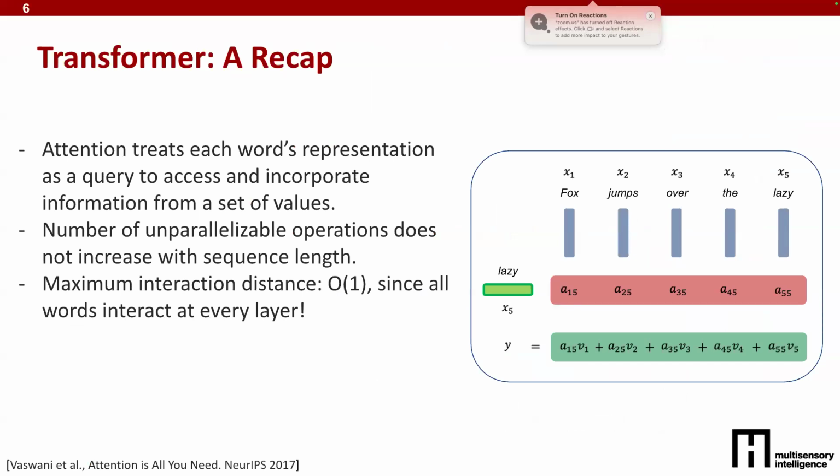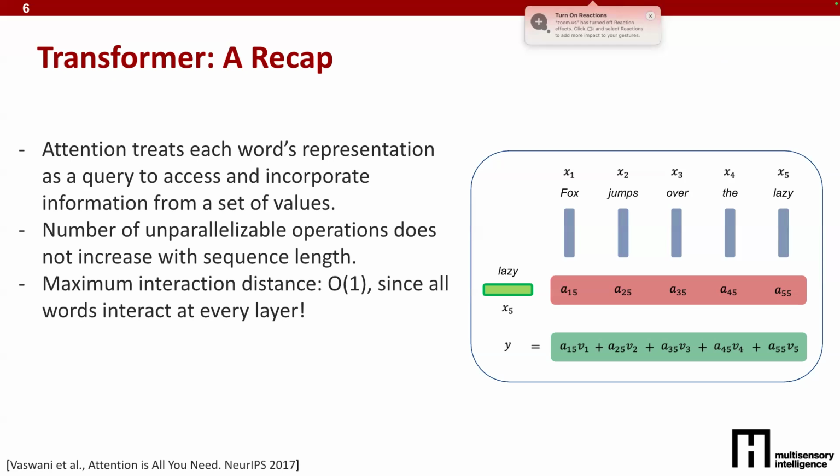So that's why we introduce the transformer. This figure was actually from three slides ago; I just copied it here. The good thing about a transformer is that it has global attention, so each word can interact with any other word in the input sentence or input document. It treats each word's representation as a query to access and incorporate information from other word tokens. The good thing about that is that the number of unparallelizable operations doesn't increase with sequence length. So no matter how long your input sequence is, you can use one single operation to process all of them.